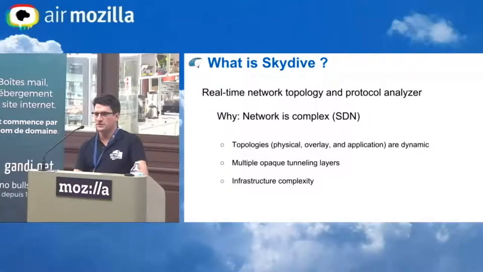The topology has multiple physical layers. You have overlay, application, and everything is dynamic because you don't know what customers do and what else they are doing and injecting, or if you have attacks or whatever. You have multiple tunneling layers as well, in many setups, like if you use OpenStack, or you have multiple VLAN, VXLAN, GRE, GENEVE. You have plenty of protocols for that, for many constructors. And at the end, the infrastructure of your networks is very verbose and very complex.